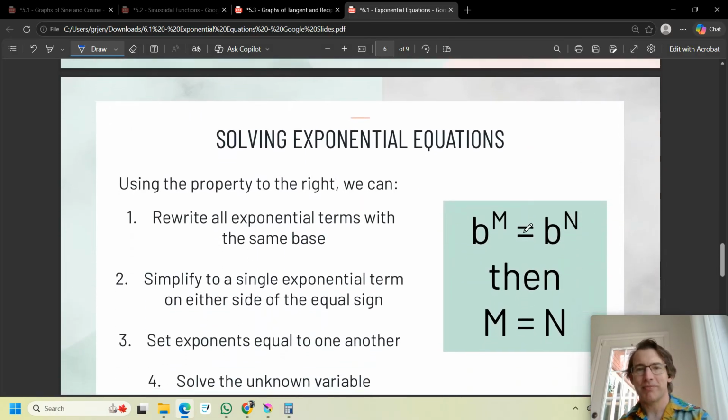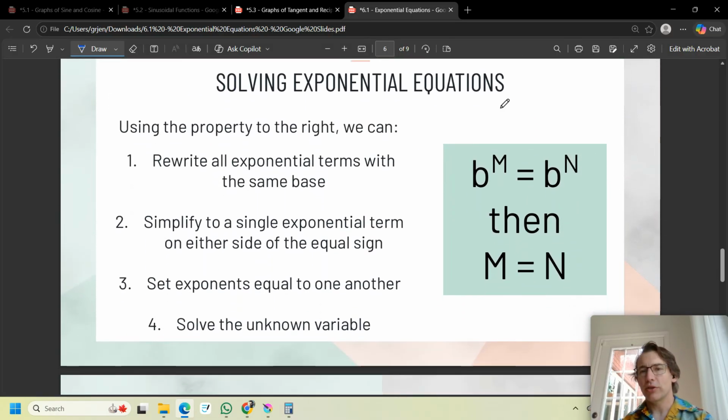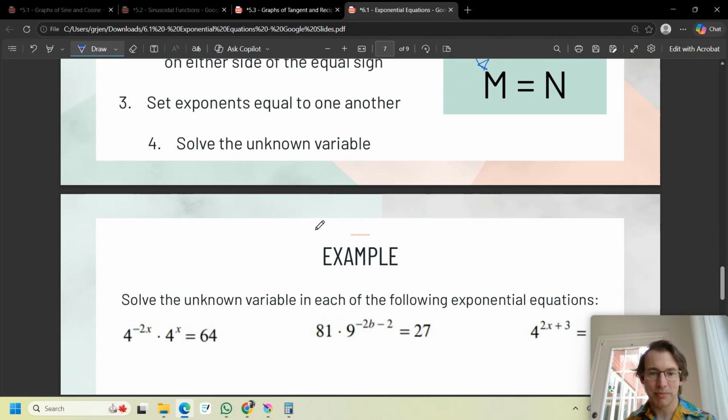Let's keep going. The trick that we use to solve exponential equations is that we want to get the base to be the same, and then we can equate the exponents. If we can equate the exponents, we can just bring this down to another line. So that involves rewriting exponential terms with the same base. So let's take a look at some examples.